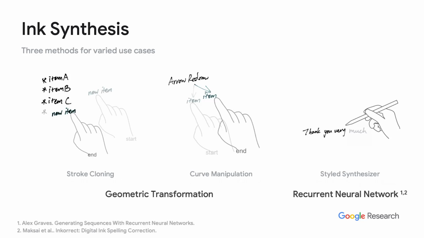Stroke cloning and curve manipulation can be achieved with geometric transformations, while the styled synthesizer is implemented through a recurrent neural network model inspired by prior work.